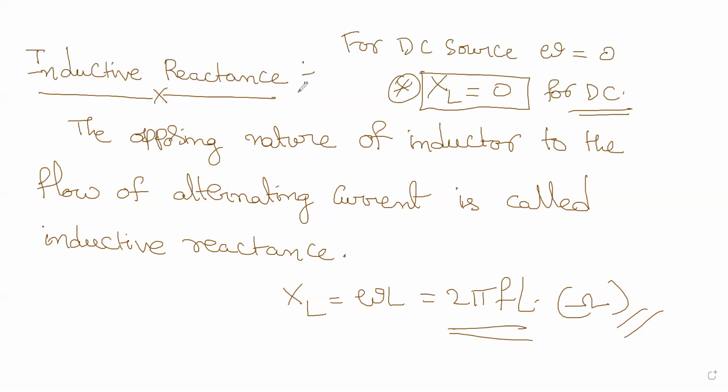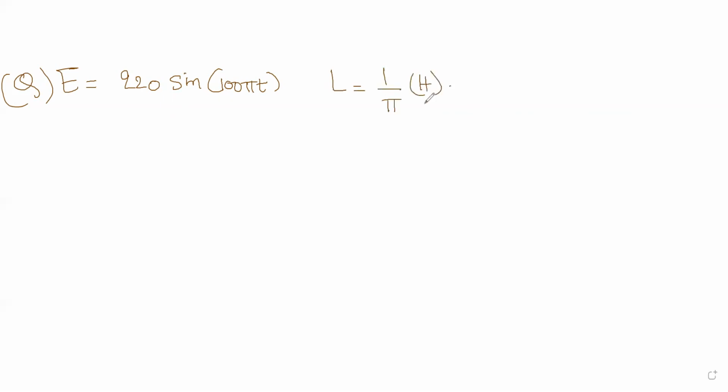So let us solve a problem. The EMF E is given by 220 sine 100 pi t, and it is applied to a circuit containing an inductance of 1 by pi Henry. Write the equation for instantaneous current through the circuit. What will be the reading of the AC ammeter?